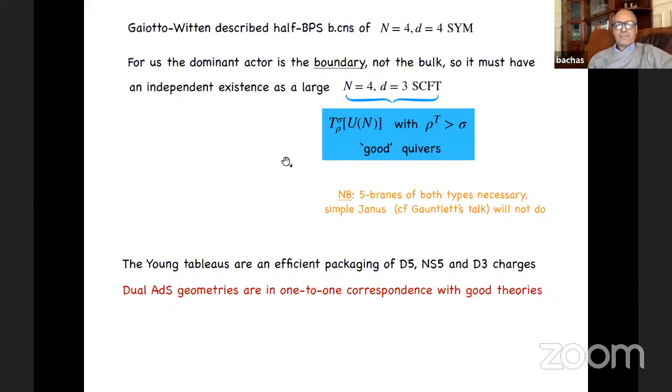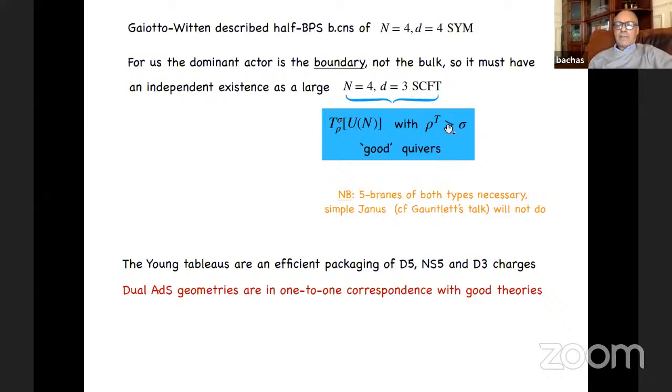So we know practically everything in this case, and therefore you want to use it, obviously, to ask this question. Now, just a little more, Gaiotto-Witten described, as I said, these half BPS boundary conditions. Now, for us, the dominant actor is not the N=4, d=4 super Yang-Mills, but the boundary. It's the boundary, not the bulk. So it has to be large, as you will see. Its central charge has to dominate over the bulk. So it must have an independent existence as a very large 3-dimensional SCFT.